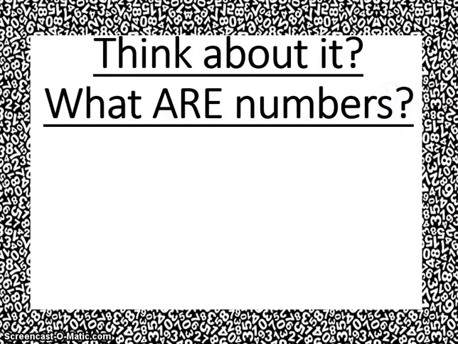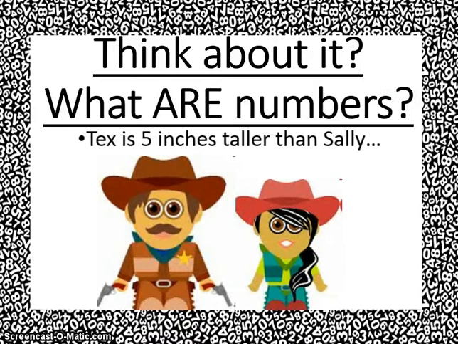So I want you to think about it. What are numbers? If I told you to visualize a number, you will probably think of one of two things: the symbol that a number is, how you would write it, or a situation that it might represent. So let's think about this situation. Tex is 5 inches taller than Sally. The number in this sentence is the number 5. What does 5 really mean? Well, the number 5 is the amount of space that's in between Sally and Tex's heights.